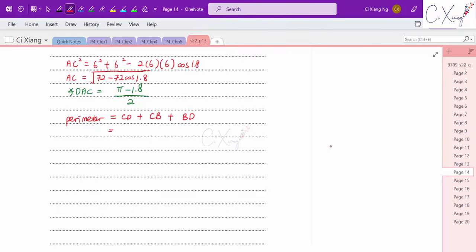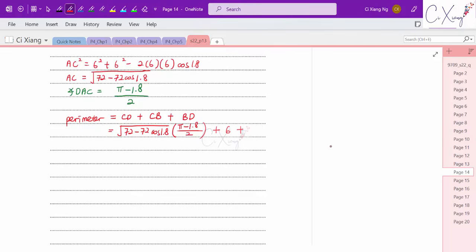To get the length of the arc CD, it is r theta, and the r is actually the length of AC. So I'm taking r, which is square root of 72 minus 72 cos 1.8, multiplied by theta. The theta is this angle, which is (pi minus 1.8) divided by 2, and this is what we have for CD. To get the value for CB, it is very straightforward, which is 6, because the length is provided already.